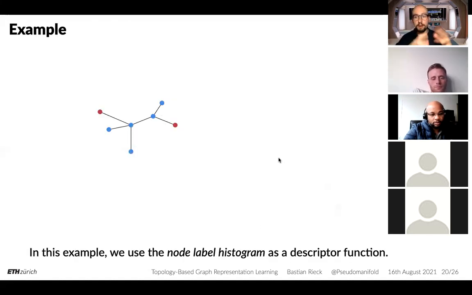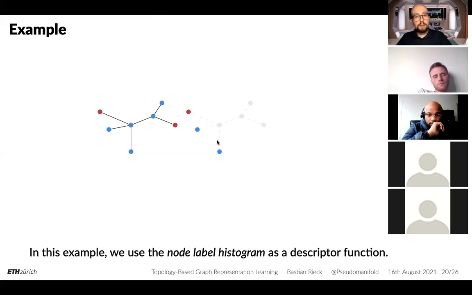So suppose we have a graph like this one here. And now suppose we have some way of filtrating it, which means that we have some way of looking at this graph over a growth process. And now let's assume that we're interested in, let's say, counting the node labels. So we would be using the node label histogram as what we call a descriptor function. Now, in every step of the filtration, also in every step of the growth process of the graph, we just count the number of nodes and assign them to their respective buckets.